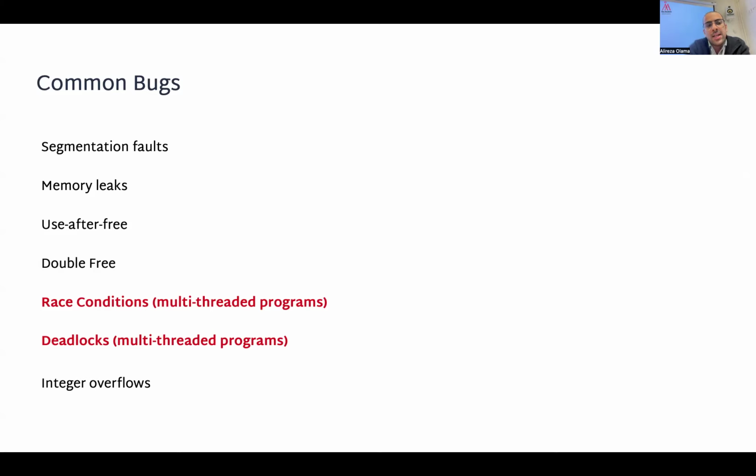All right, but there are also some other bugs in low-level code, like in C++, that are also in other programming languages. And these bugs that I highlighted with the red color are related to multi-threaded programs, right? So the first one is race condition, and the second one is deadlocks. So what is a race condition in a multi-threaded program? Can anyone tell me that? It should be covered in the operating systems class that you might have had before.